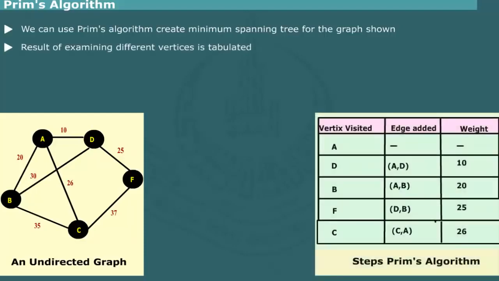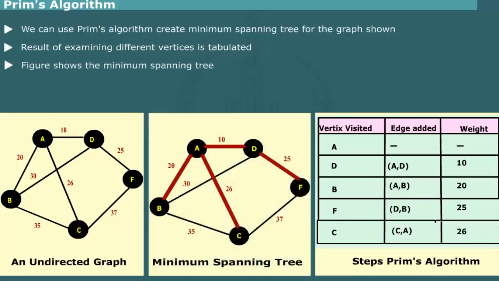The result of examining different vertices is shown in figure. The vertex A is selected as the initial vertex to be added to the tree. Figure shows the minimum spanning tree for the graph. The edges of the trees are shown in thick lines. If n is the number of vertices and m the number of edges, Prim's algorithm has a running time of O(m + n log n). Being logarithmic, it is quite efficient.